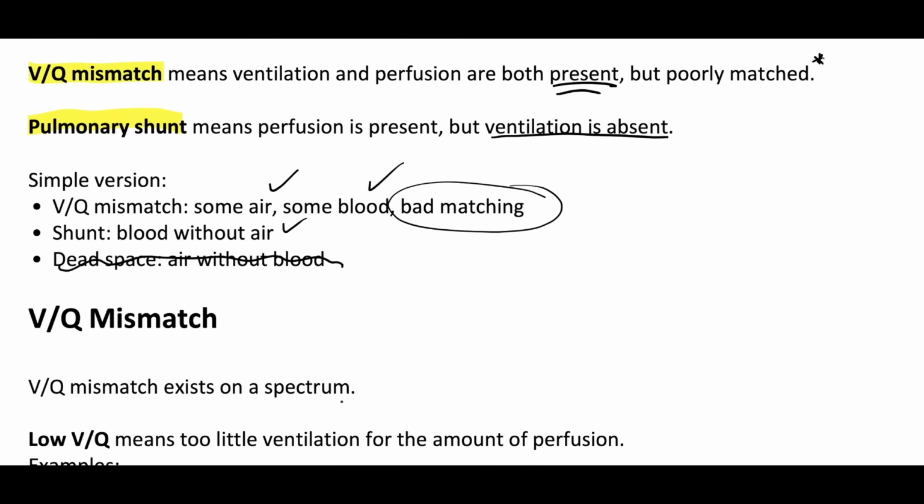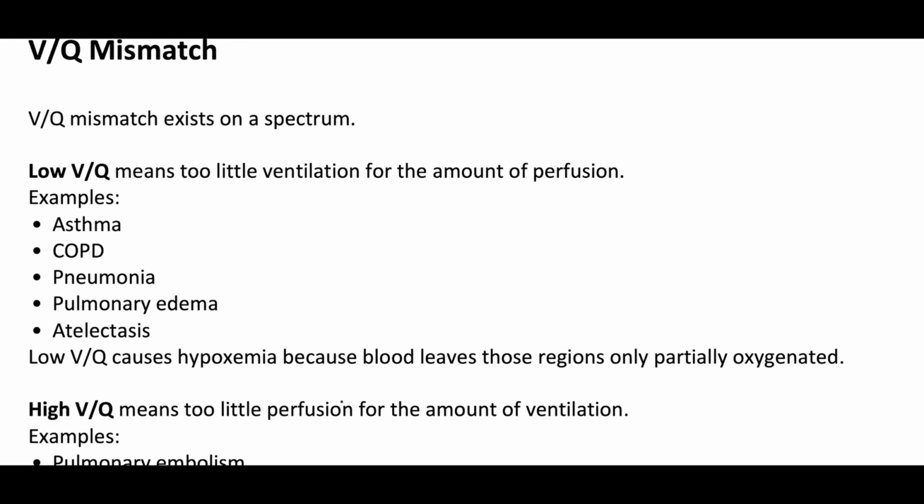All right, so if we were to briefly overview what VQ mismatch is, VQ mismatch exists on a spectrum. There's low VQ and high VQ. The way we think about it is you draw VQ as a coefficient, V on top, Q on bottom, right? That's how it's listed. So low VQ means low ventilation. High VQ means high ventilation. So low VQ is low ventilation compared to the amount of blood flow, and high VQ is high ventilation compared to the amount of blood flow.